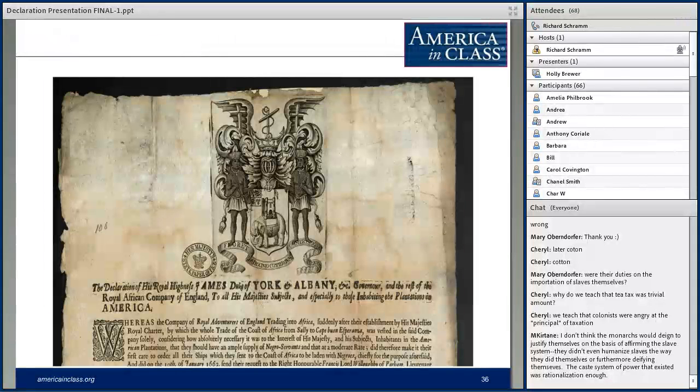Right. We have here a comment linking slavery with the caste system. I don't think the monarchs would deign to justify themselves on the basis of affirming a slave system. They didn't even humanize slaves the way they did themselves, or furthermore deifying themselves. The caste system of power that existed was rationalization enough. So I think that's about right. Yeah, I think that's fair.